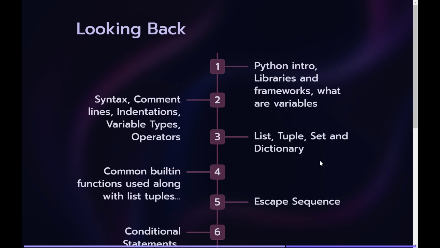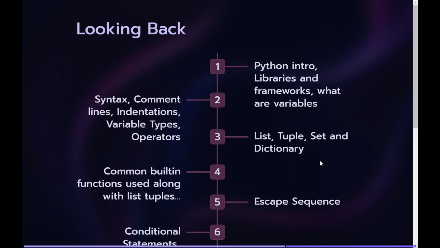And we came across the escape sequence, which was nothing but, say, the slash n, the slash t, a set of letters with a slash in the front. Those specify a unique purpose. So if you want a new line, you put a slash n there, and if you want a tab, say 4 spaces, you put a slash t. That is how we went through the escape sequence.